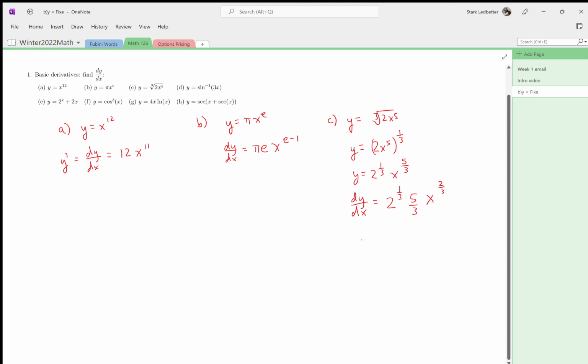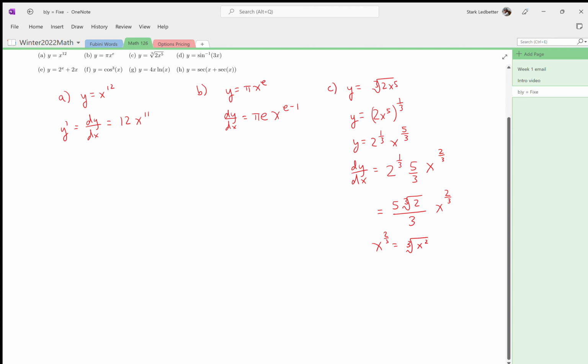So that's that. And Dr. Ostroff says he doesn't care that much about simplifying, but I think it looks better if we write this back as 5 times the cube root of 2 over 3 times x to the power of 2/3. If you want, you can write it as the cube root of x squared. That's the same thing. You don't have to write it that way, but I do want you to know that you should be comfortable with this. Whether or not you do it in the problem, I don't necessarily care. But if someone else writes those, you should be able to identify them as the same.